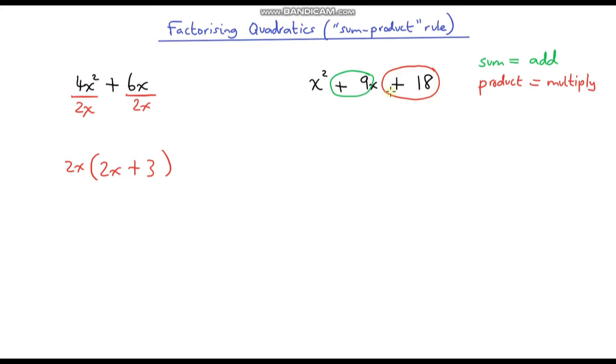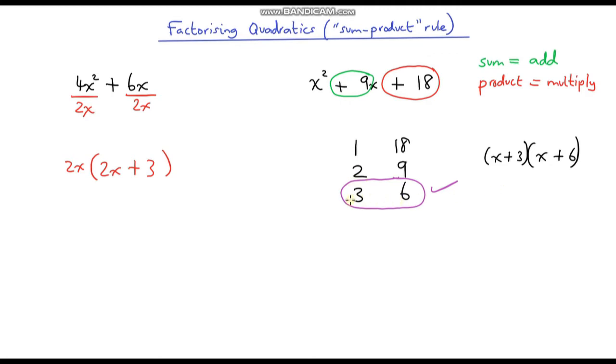Well, the ones that multiply together to get 18, let's write those down first. So we could have 1 and 18, we could have 2 times 9, or we could have 3 times 6. So these are my possibilities, but which one of these pairs gives me a sum of 9? Well, 3 and 6. These ones when added together give us 9. Now I've identified which numbers I'm going to use. To factorise this expression, all I do is I write it like this. x plus 3 in one set of brackets, and then x plus 6 in my other set of brackets. All I've done is I've put these numbers into these brackets. And this is my fully factorised answer.